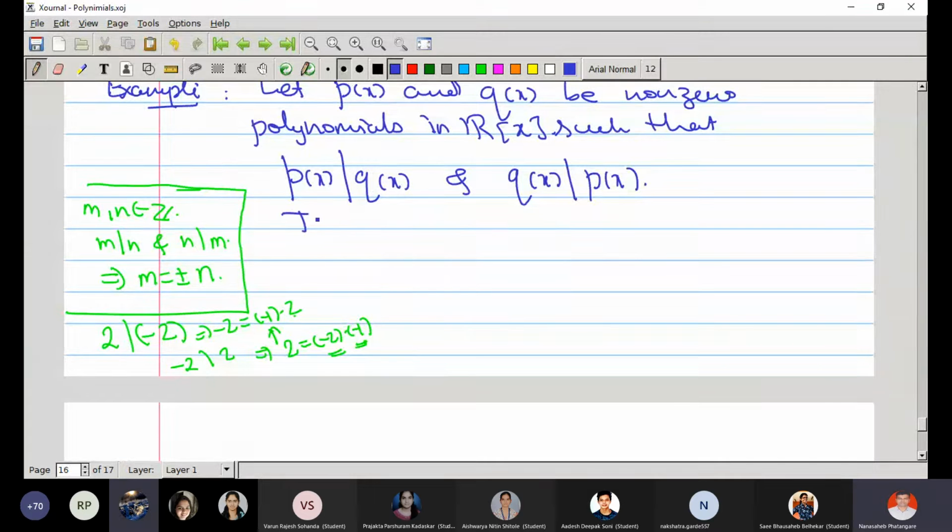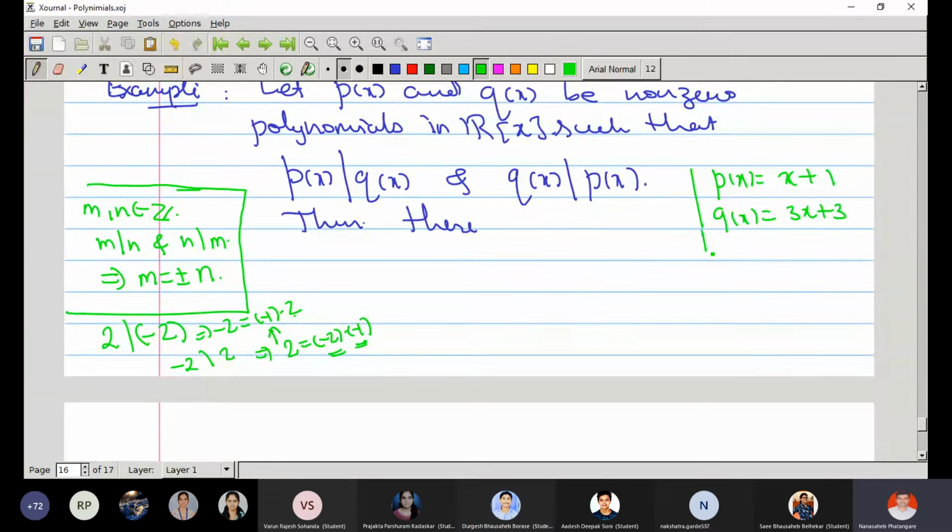Their coefficients are the same? Not necessarily the same. Okay, I will give you an example. Coefficients are not necessarily the same. Look at this: q(x) equals c times p(x). So they are constant multiples. If p(x) is x plus 1 and q(x) is 3x plus 3, with p(x) not equal to 0, because we are saying that they divide each other, means both are non-zero, that we are assuming. If you look at p(x) equal to x plus 1 and q(x) equal to 3x plus 3, therefore it is 3 into x plus 1.